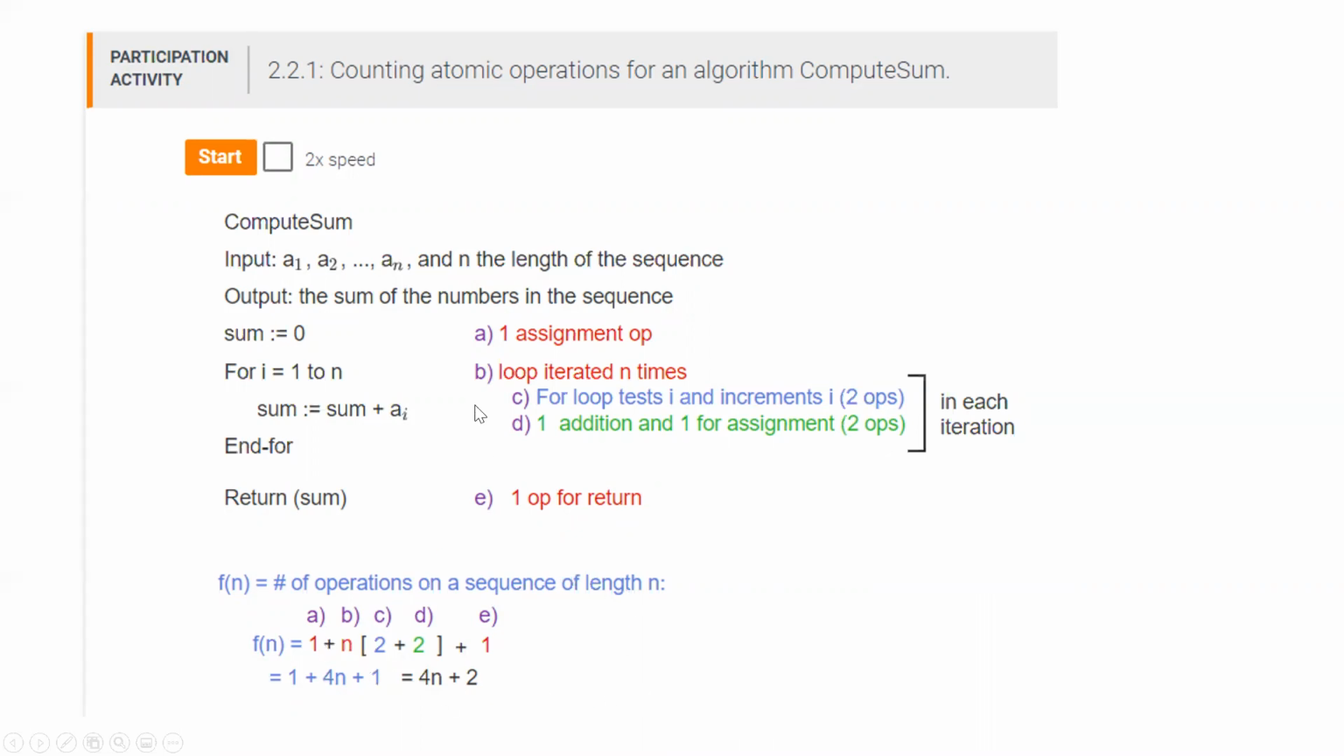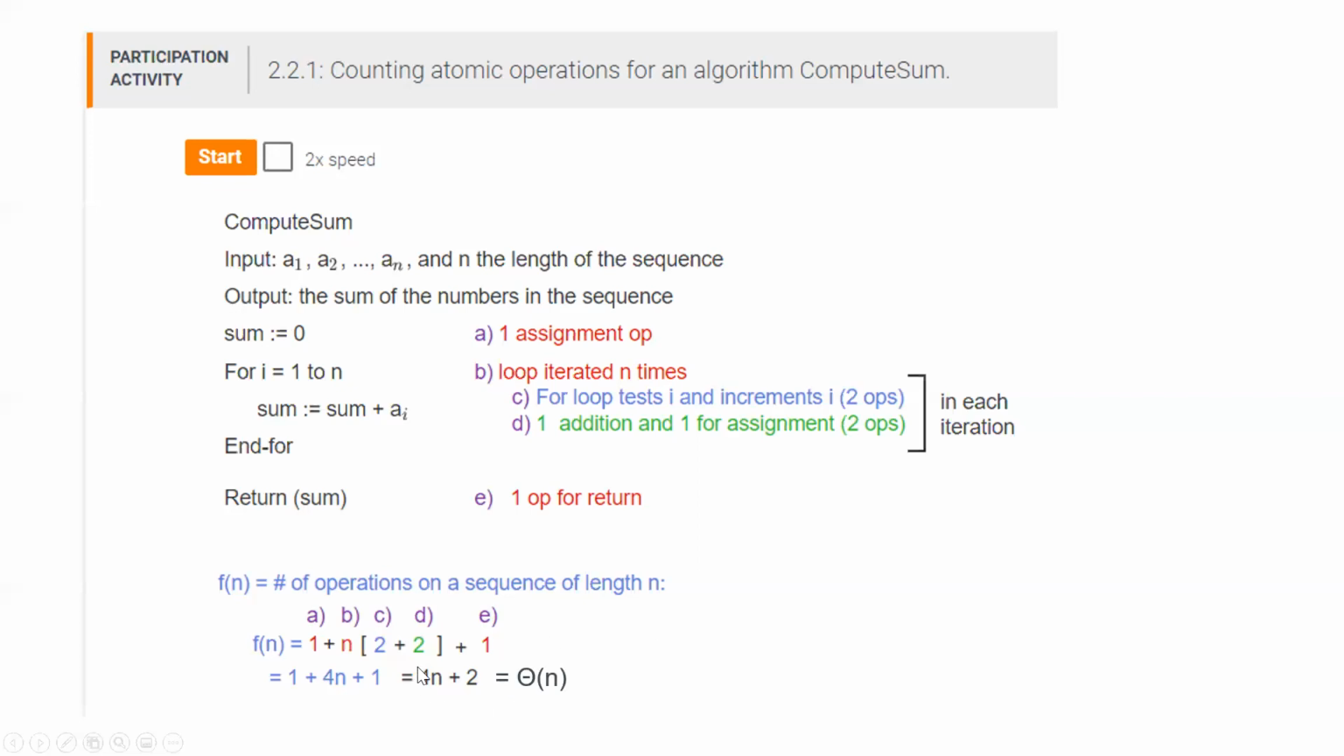Okay, so let's find out how many altogether that is. They counted up here. So this is 1 plus n times 4, right? Because these 4 things are being done n times. So n times 4 plus this extra 1. And then we can add that together, clean it up a bit, and we get 4n plus 2. So we would say that the time complexity function for this algorithm is 4n plus 2. Does that kind of make sense?